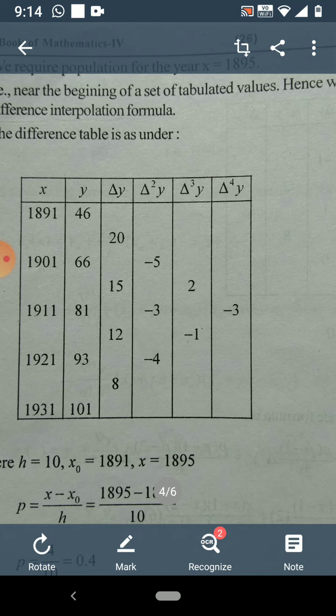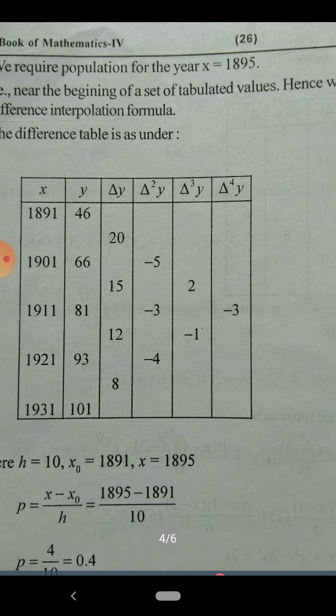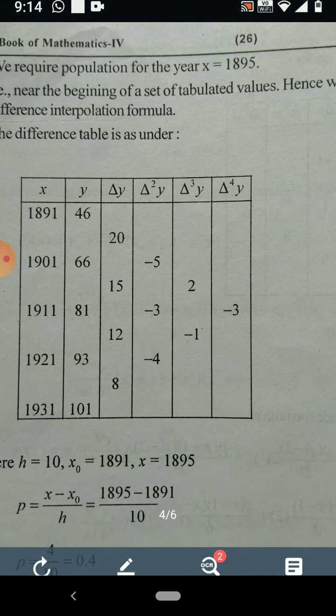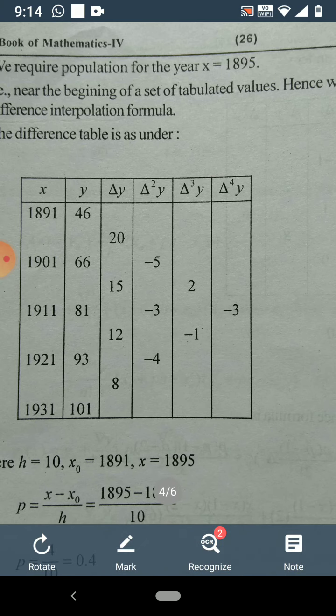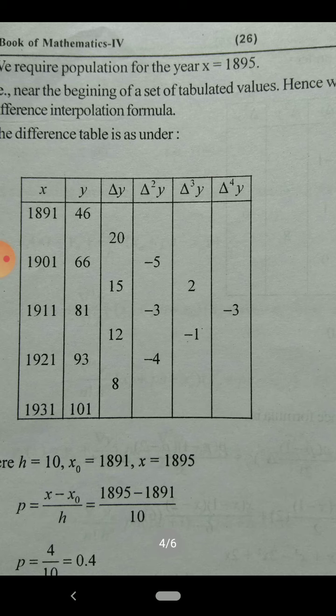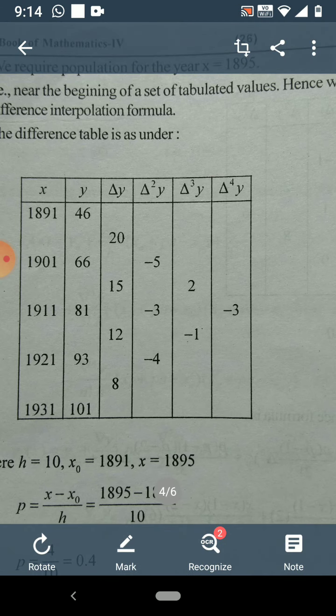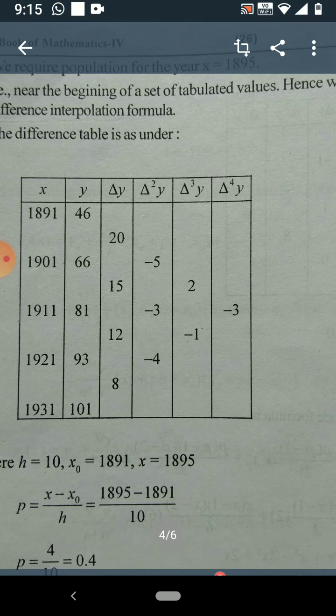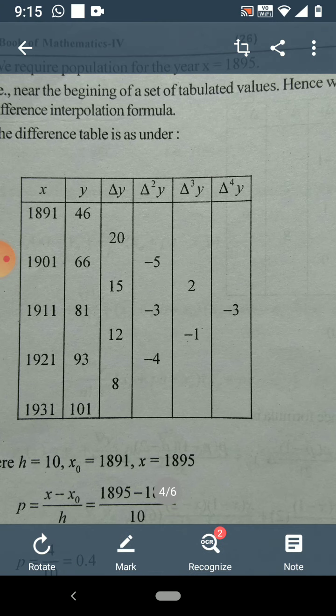In this case, this is our x0, x1, x2, x3, x4. Here xn is x4, the last value. And these are the values of y: y0, y1, y2, y3, y4. And delta y means the lower value minus the upper value.